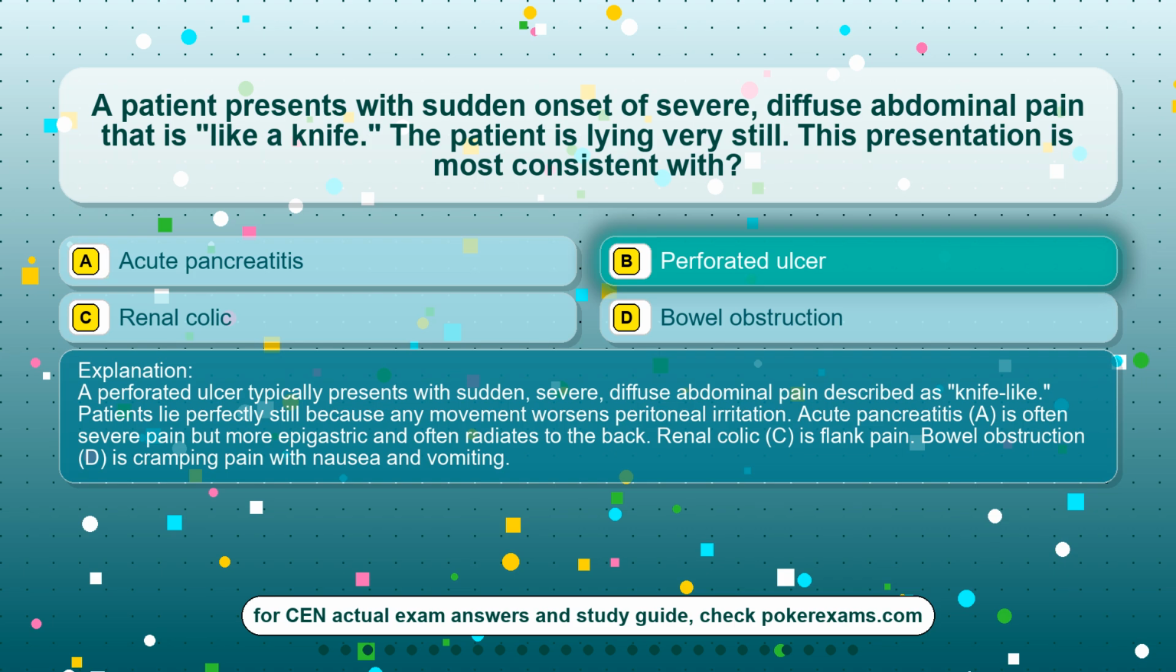Acute pancreatitis, A, is often severe pain but more epigastric and often radiates to the back. Renal colic, C, is flank pain. Bowel obstruction, D, is cramping pain with nausea and vomiting.